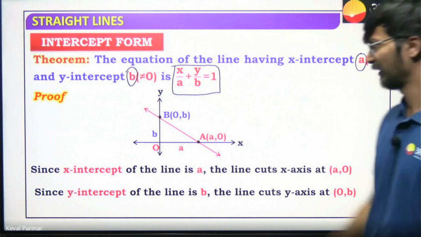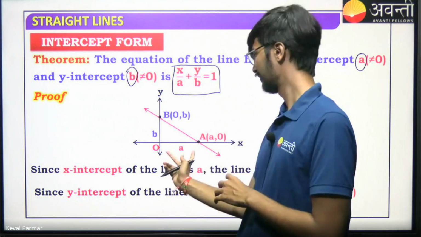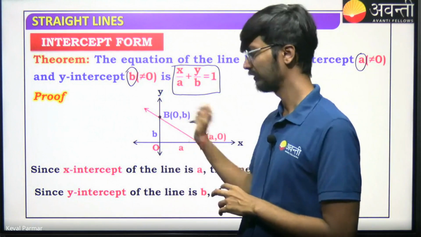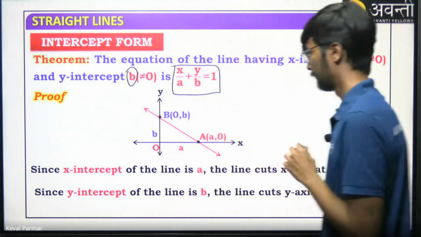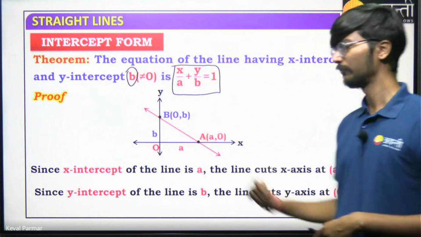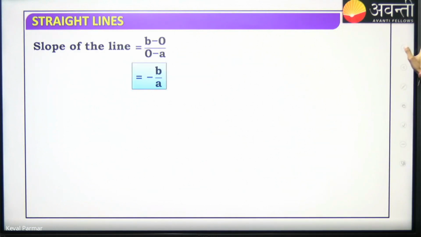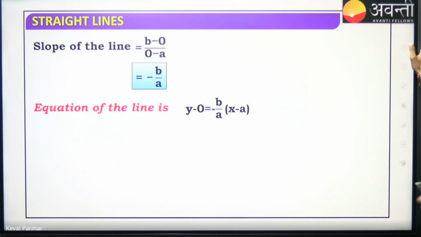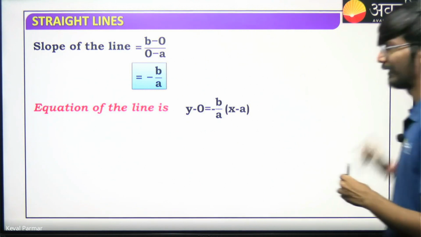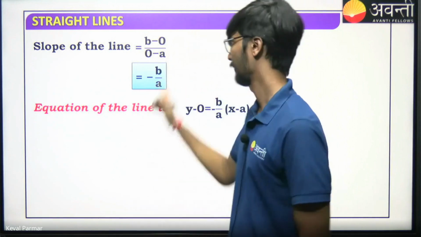That means if a line cuts x and y axis such that this is a, this is b, then this is x intercept, this is y intercept. That means the points A and B will be a comma 0 and 0 comma b. Let's see. Slope of line will be y2 minus y1 upon x2 minus x1, b minus 0 upon 0 minus a, that is minus b by a.